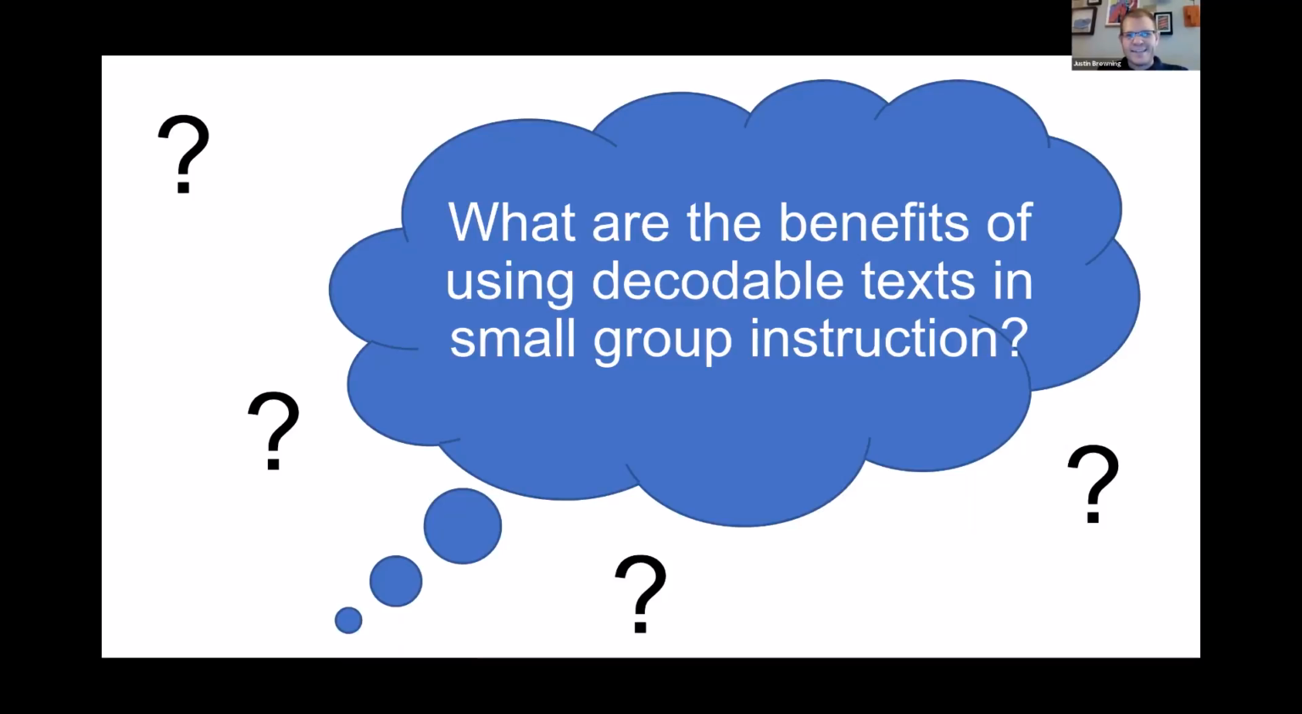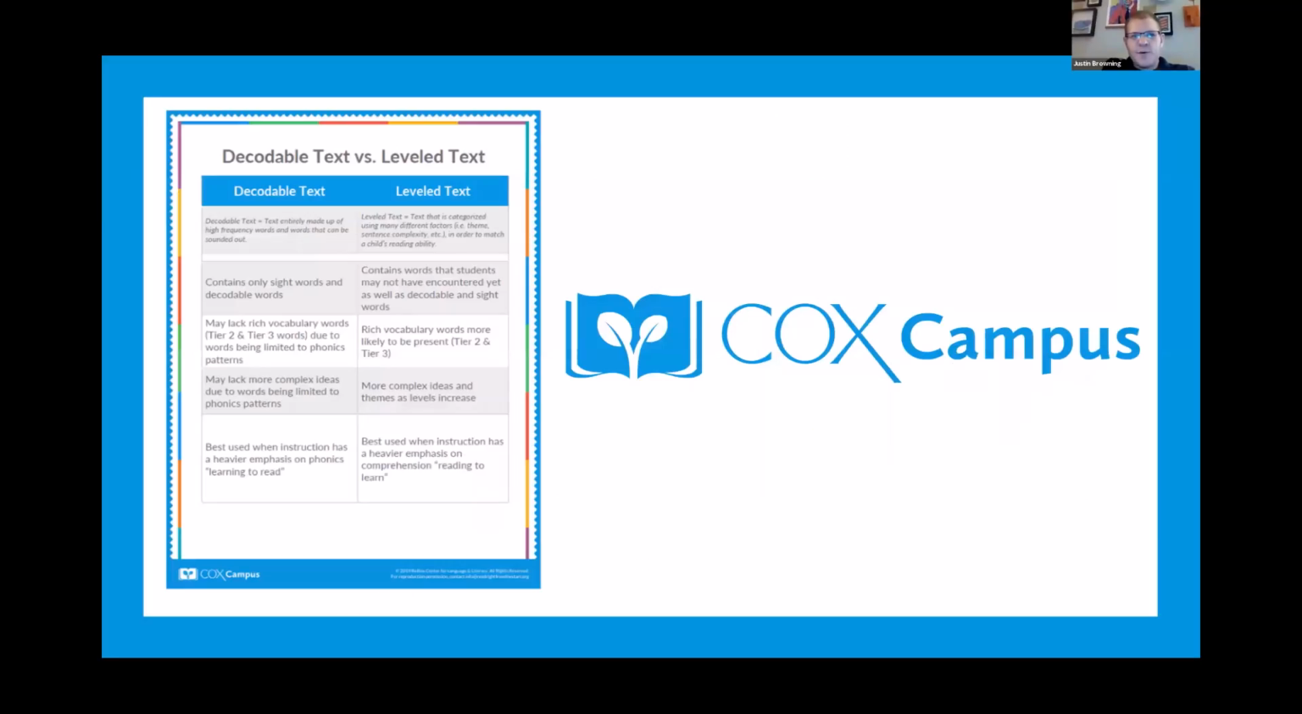Okay, let's go ahead and go to the next slide. And so the next thing that I want to do is point you to 2 resources that are located on Cox Campus. The first one is just a graphic organizer that describes the differences between decodable text and leveled text. And that will help you decide which text I might use when I am with a small group.